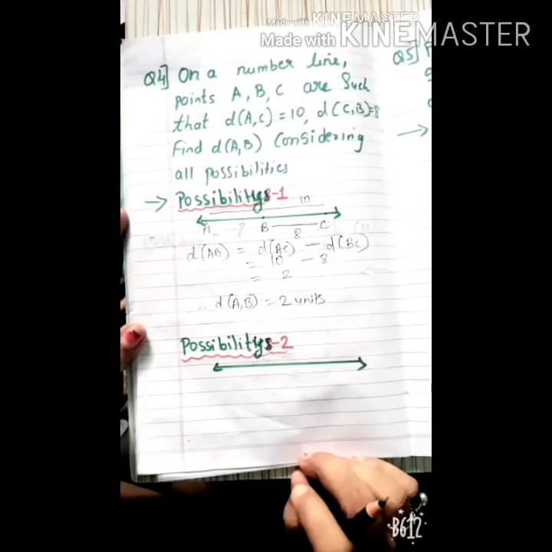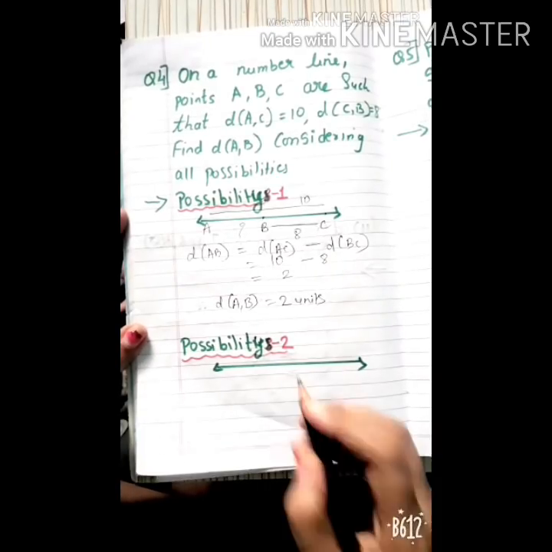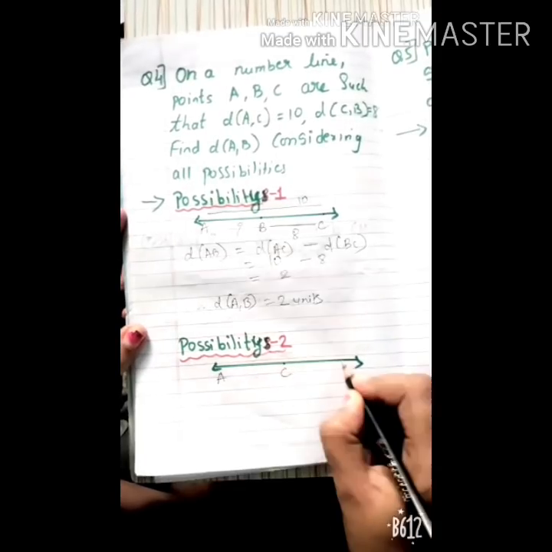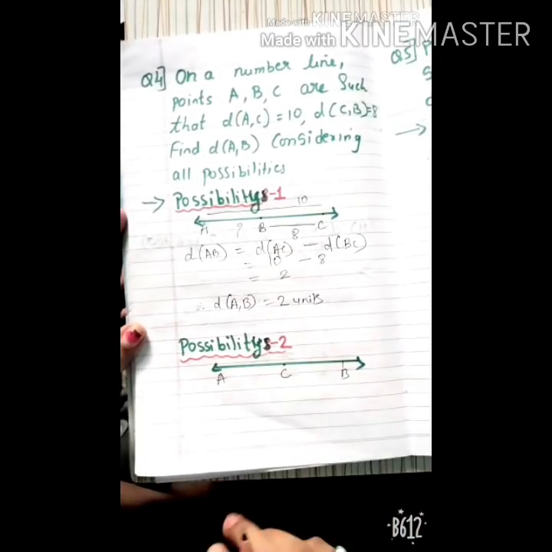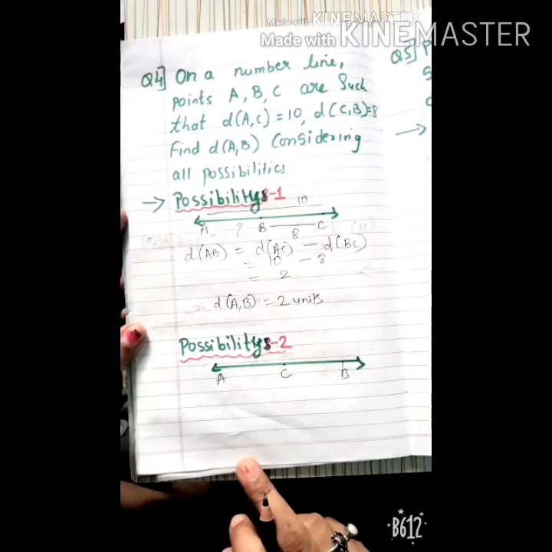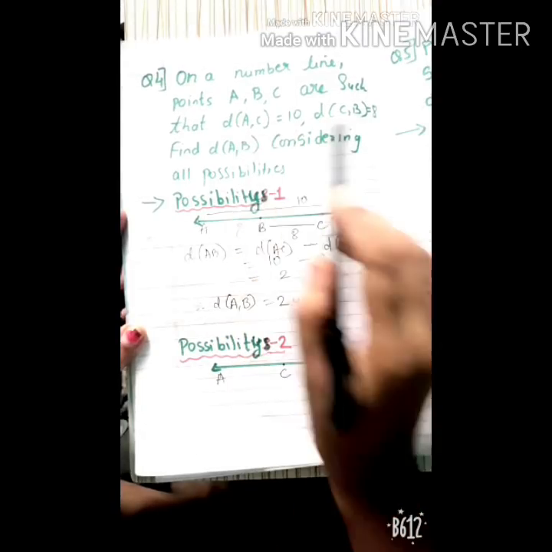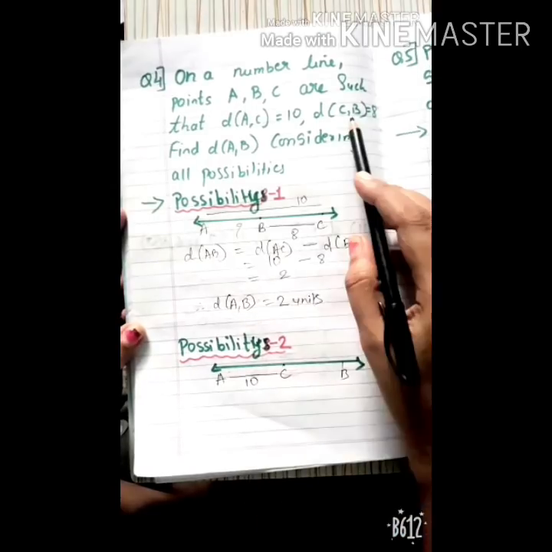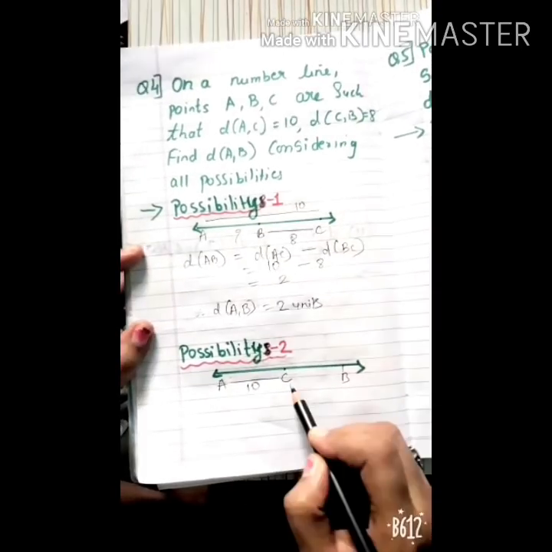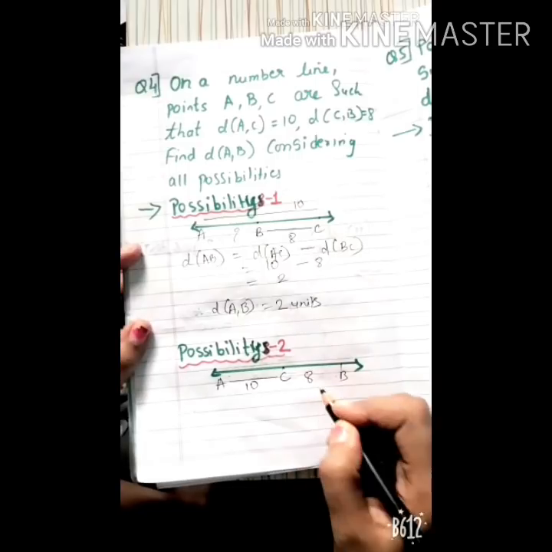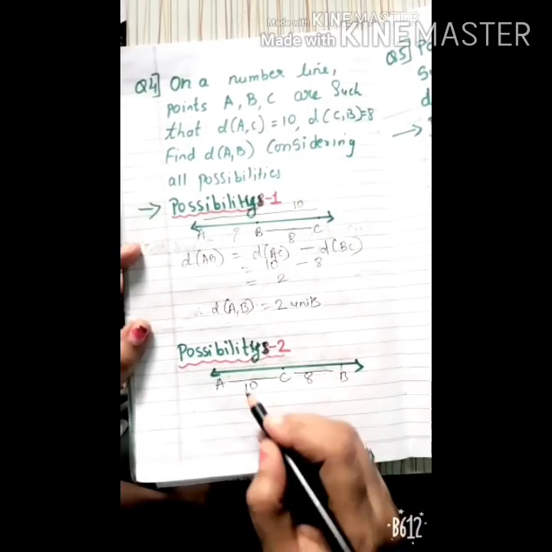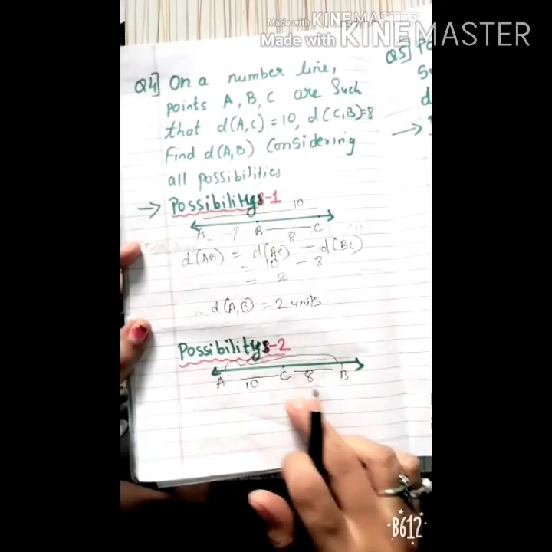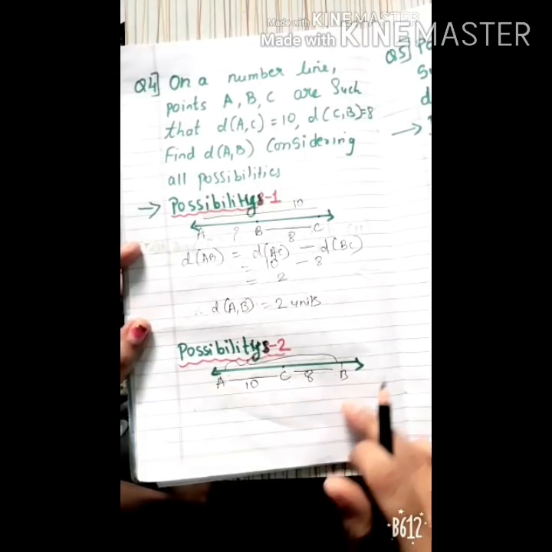Now, second possibility, point C lies between the point A and B. As per the given information, AC is given 10 units. CB is given 8. So, we have to find the distance between A and B. Now, AC plus CB is equal to AB.